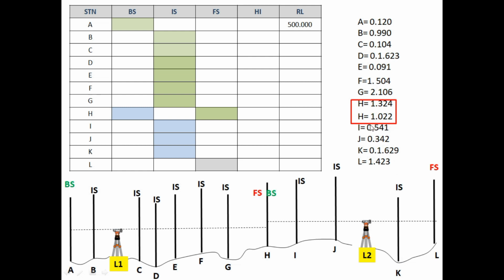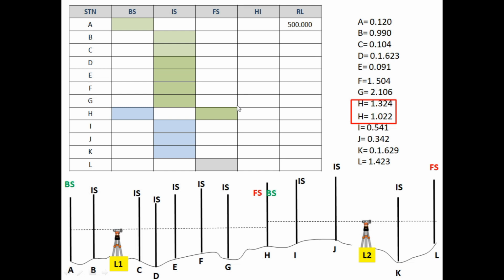After F, the instrument is shifted and the first reading, the backside, is taken. So here the backside reading is at H, and then I, J, K, and L will be the foresight because it is the last reading. So how do we calculate this? This is height of instrument minus foresight. Look at this, height of instrument minus foresight will give you the reduced level of H.